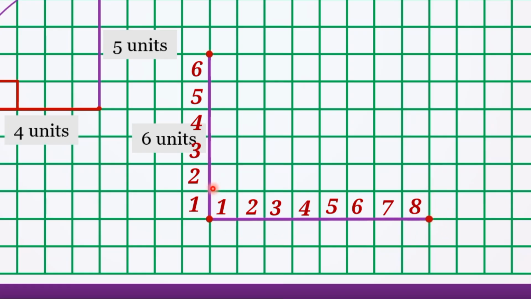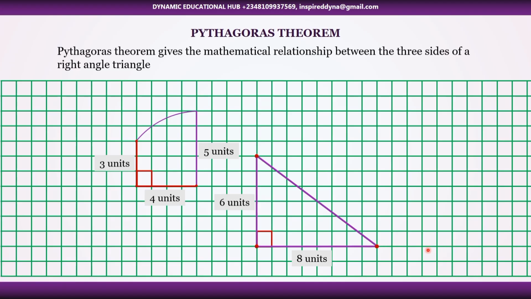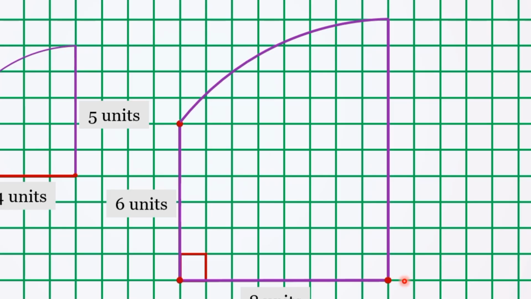Now we have a right angle here between them. So let's join the 2 ends together. So this 8 units, let's join it together. Joining it together, we have this. So how do we go ahead and measure this third side? We need to rotate it like we've done here. So let's rotate it. Rotating it, let's try to count the number of boxes here. We have 1, 2, 3, 4, 5, 6, 7, 8, 9, 10. So we have 10 boxes here, which means 10 units.